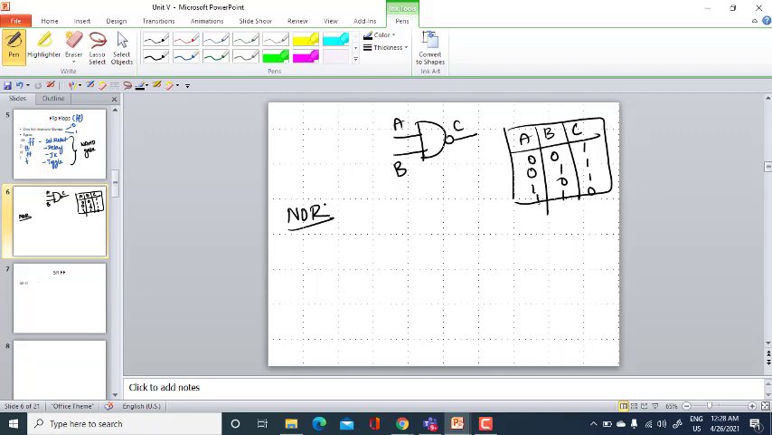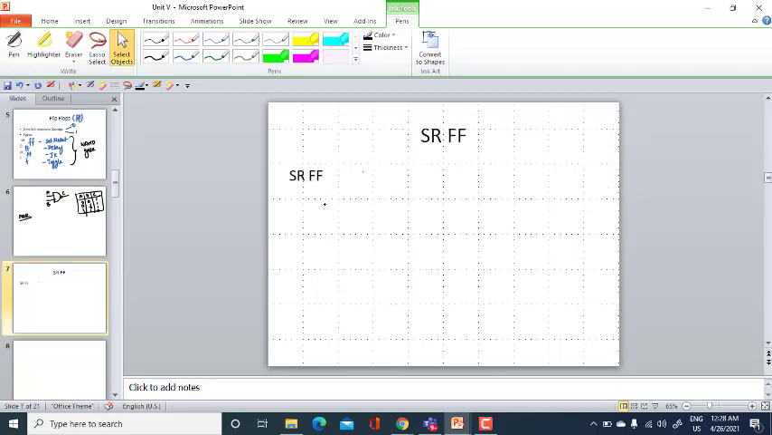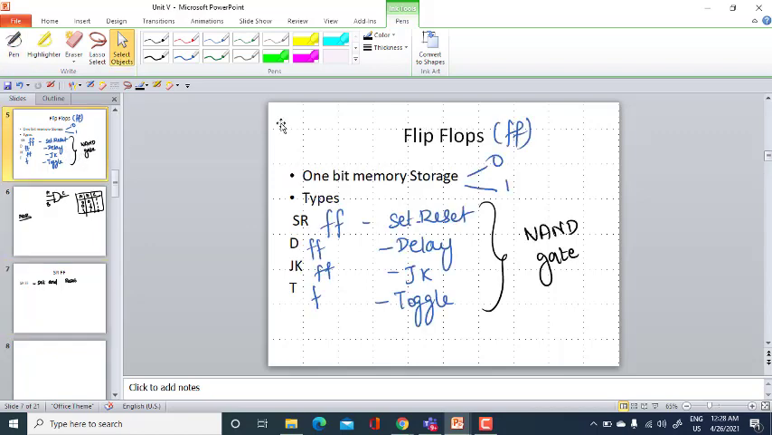Okay, right. So SR flip-flop, as I said, you have two inputs, set and reset. Now let me draw the circuit diagram of the SR flip-flop. This is said to be synchronous. These flip-flops are said to be synchronous. This will come under synchronous sequential circuit.